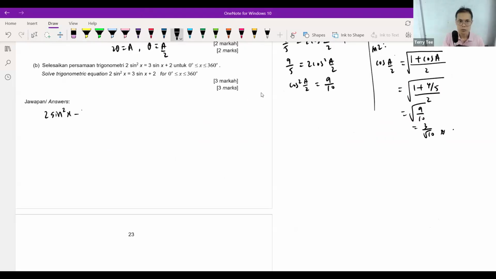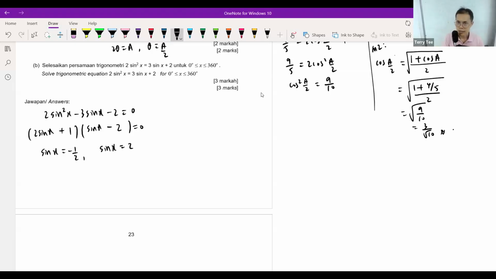all the terms to the left. You can double bracket factorize this. It is 2 sine x. In order to get 3, I must use 4 and 1. 4 is negative, 1 is positive, minus 4 plus 1 is minus 3. My sine x is negative 1 over 2 or 2.